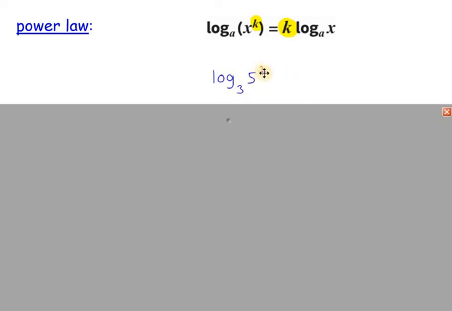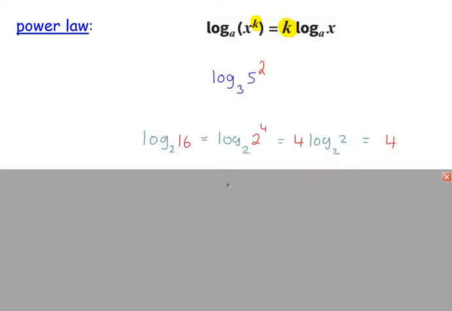So in this example, I've got the log of 5 squared to the base 3, so I can move that power to the front here. So I can write that as 2 times log 5 to the base 3, or I can put the power here and it's log 5 squared to the base 3. In this example, starting on the left, I'm writing the 16 as 2 to the power of 4, then I move the power of 4 to the front, like this, and we know that the log of something to the same base is equal to 1, that's 4 times 1, which is 4.